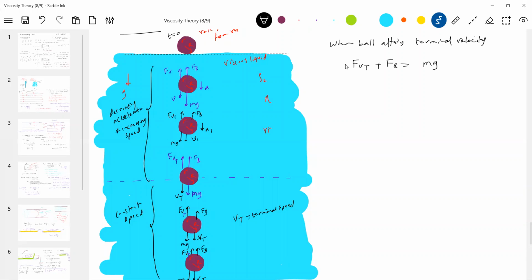What is Fv? Eta, we know. Here the viscous drag according to Stokes law is 6 pi eta r v. What is small r? Small r is the radius, and v is the terminal velocity.